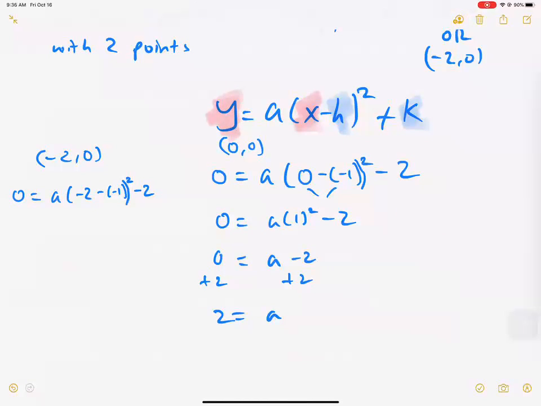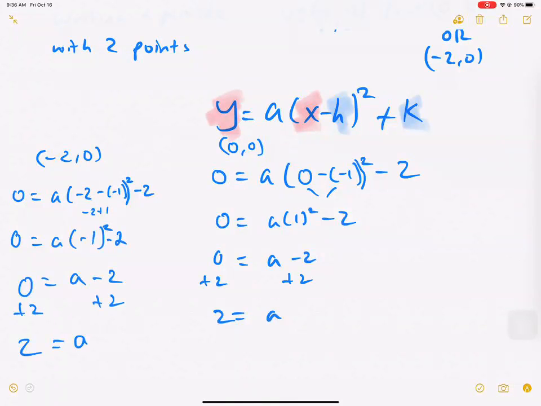On the upper left here, let's do the same problem. 0 is equal to a. Negative is a +1. -2 plus 1 is a -1 squared minus 2. So 0 is equal to a, -1 squared is +1. Add 2 to both sides. A is equal to 2. If you blinked, you missed it.